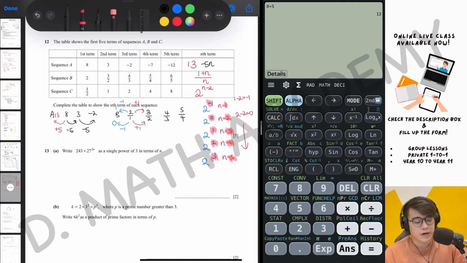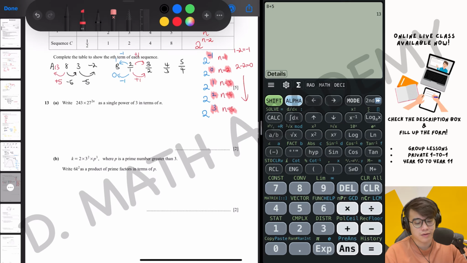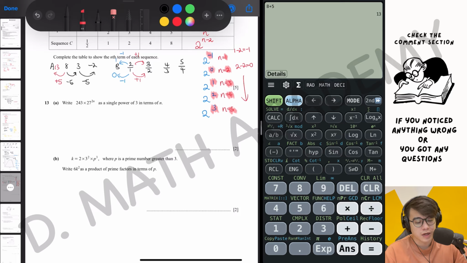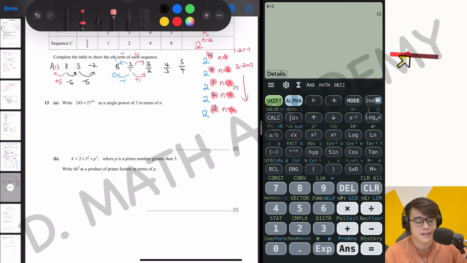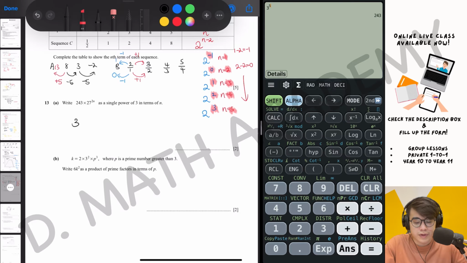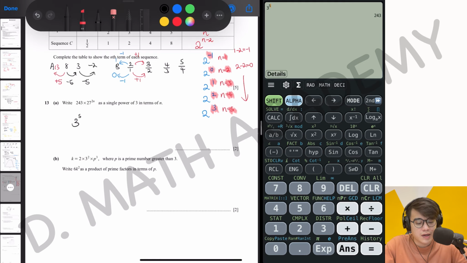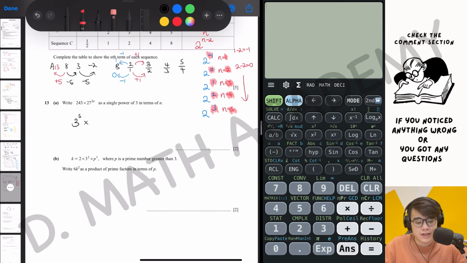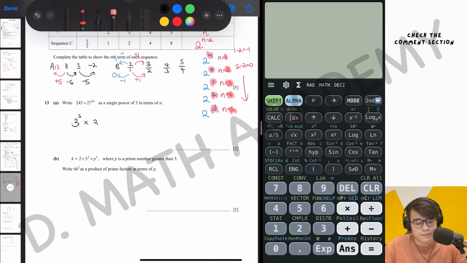Moving on to the next part, we are at question 13 now. Halfway through the paper. They say 243 times 27 to the power of 2n as a single power of 3. So if not mistaken, 3 to the power of 5 here becomes 243, so I change it up first. And then for 27, I think it's actually 3 to the power of 3.